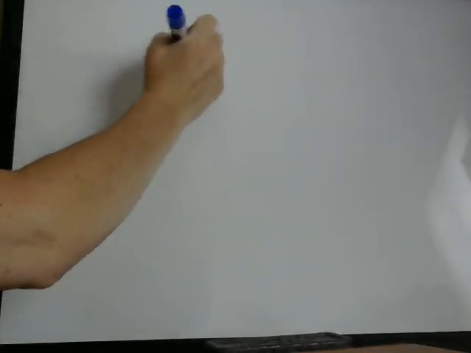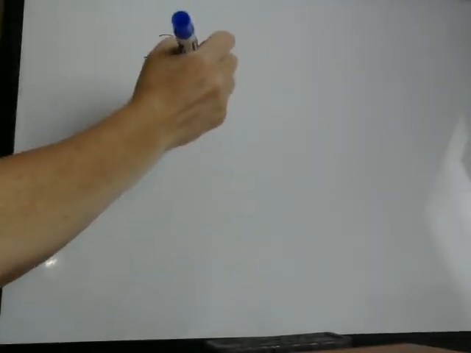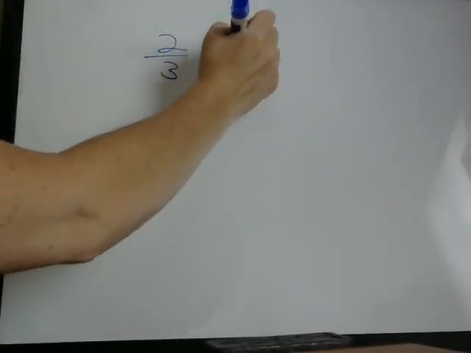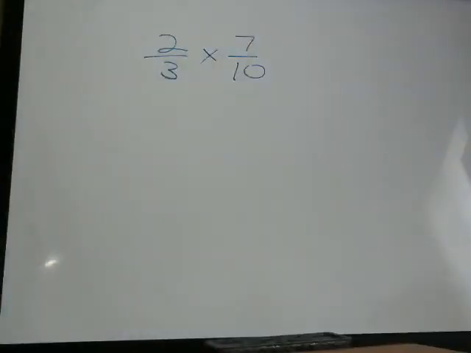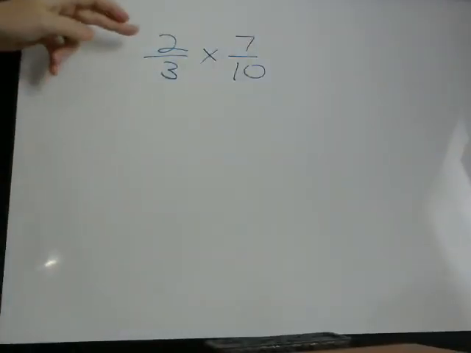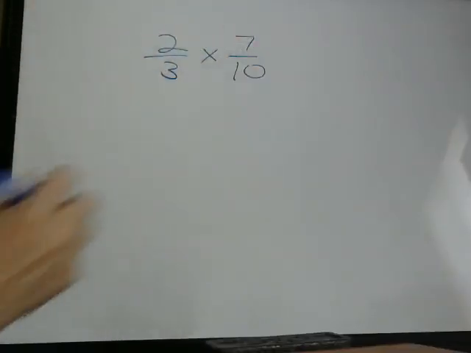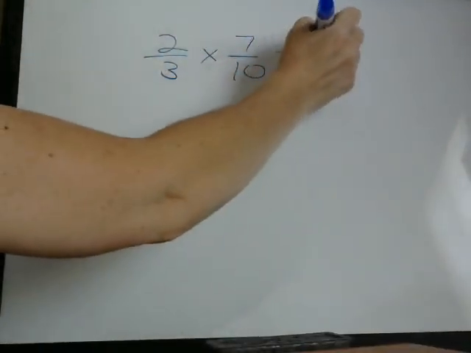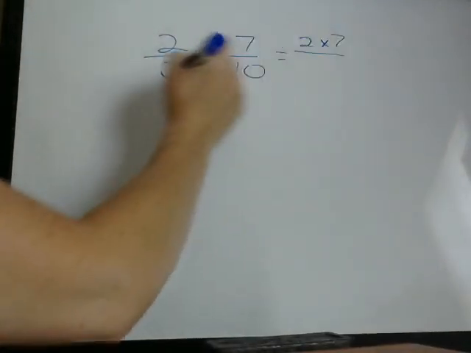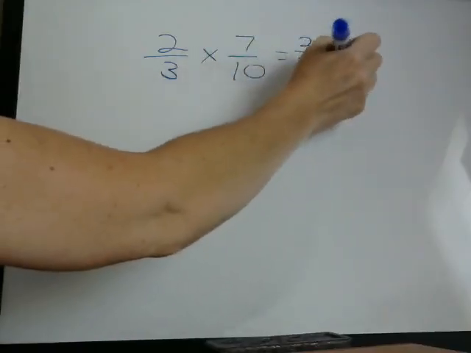Here we're going to learn how to multiply and divide fractions. So if you have fractions and you're going to multiply, for example, 2/3 times 7/10, all you do in a straightforward way is simply multiply across. So you can think of that as 2 times 7 is going to go on top, 3 times 10 is going to go on bottom.